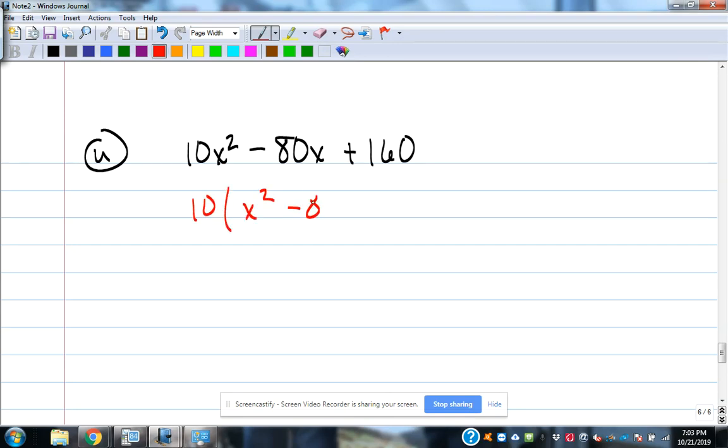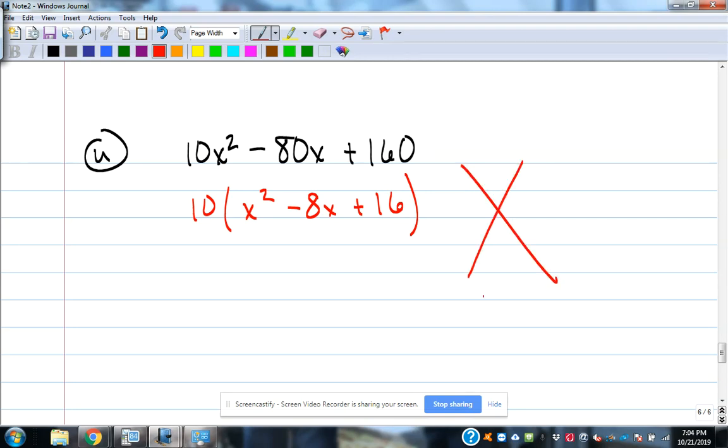That leaves us x squared minus 8x plus 16. All right, so this 10 is out. We don't really have to deal with it anymore. It's just hanging out, watching what's happening. Now I'm looking at this stuff inside the parentheses. What does it have? How many terms? 3. So that tells me to try what method? X method.